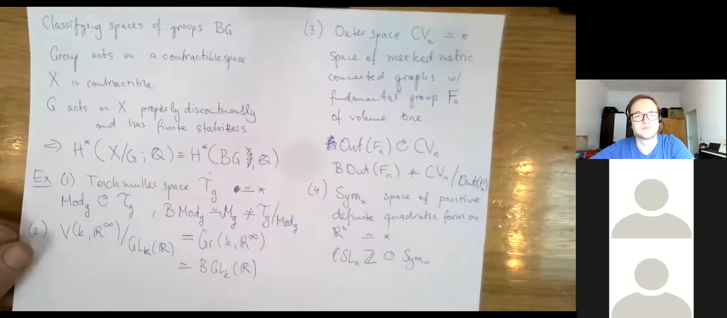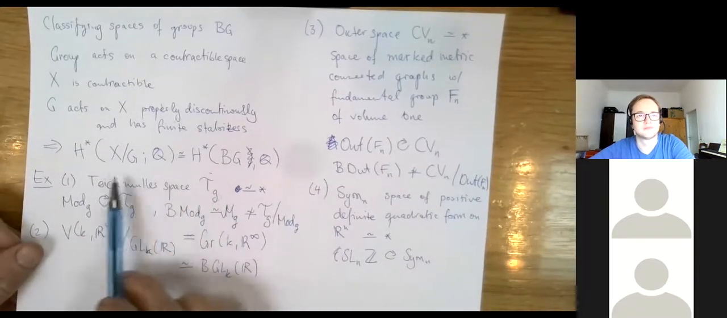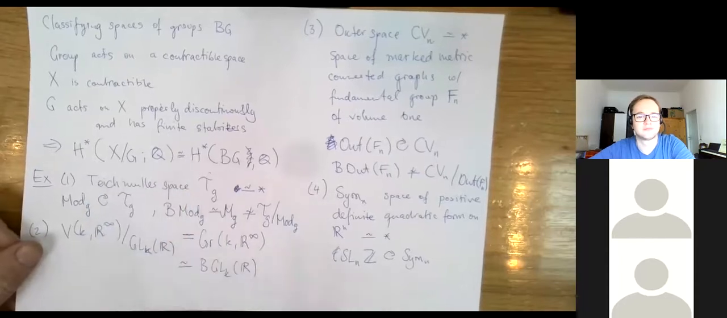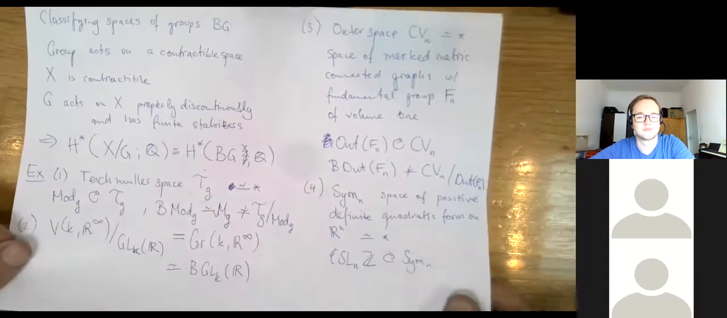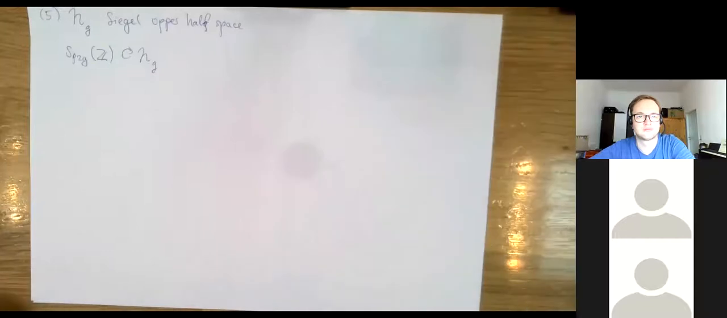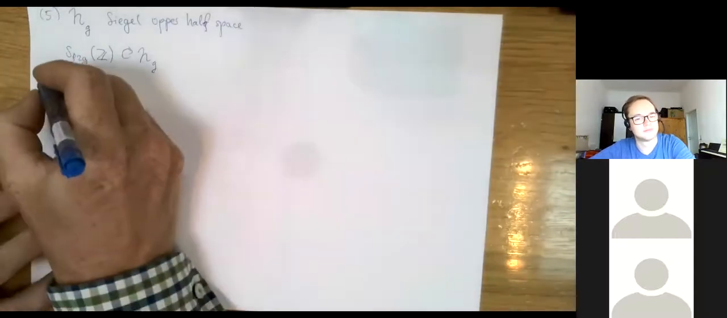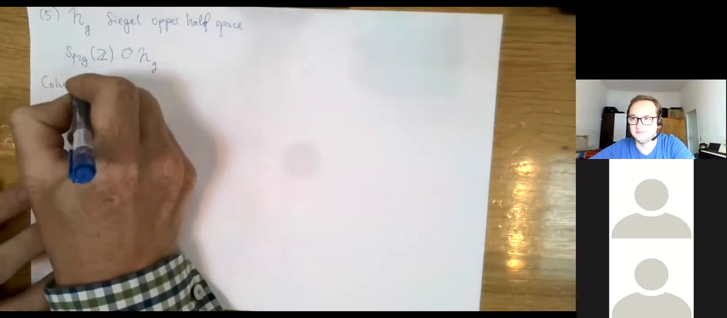So we're interested in the cohomology, either of the quotient or of the classifying space of the groups. And we already have some information about the cohomology. And so I want to start with cohomological stability.